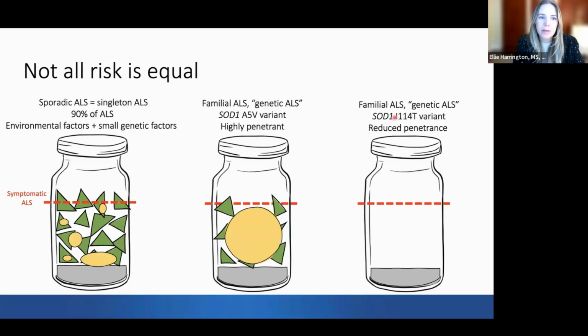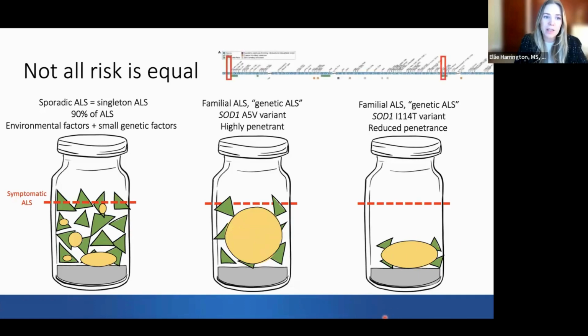This is different from that SOD1 I114T variant, which has more reduced penetrance. So this genetic contribution, this gene mutation that they're born with, puts them at an increased risk for developing ALS, above the baseline, above sporadic ALS, but lower than that larger, highly penetrant A5V variant. So perhaps some people will not develop ALS. Maybe they don't have those additional genetic or environmental factors and don't reach the threshold of developing symptoms. But other people, indeed, this is still large enough to over time develop disease symptoms.